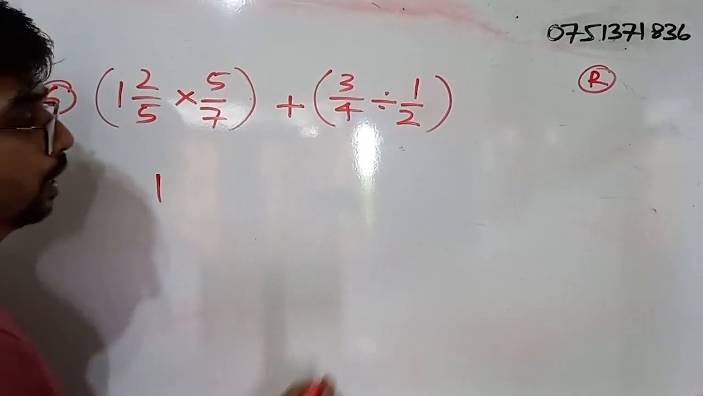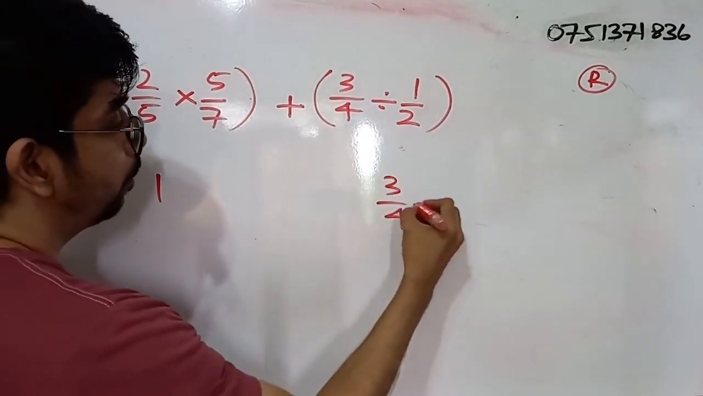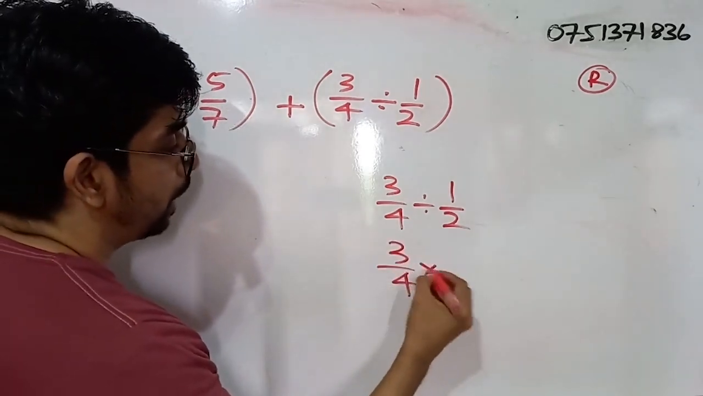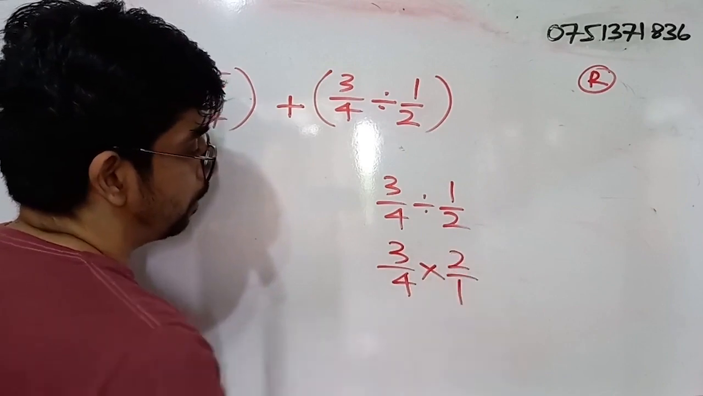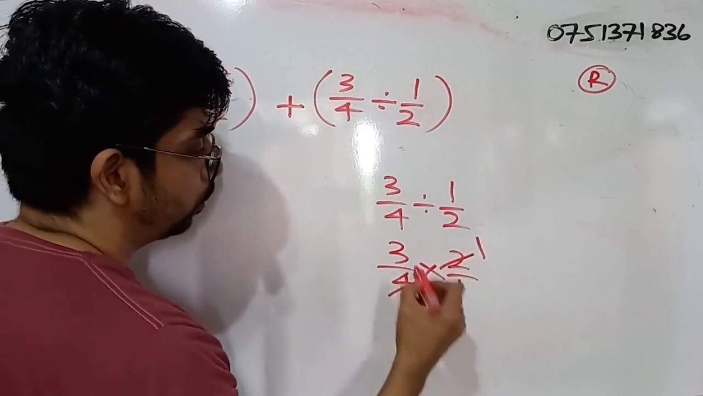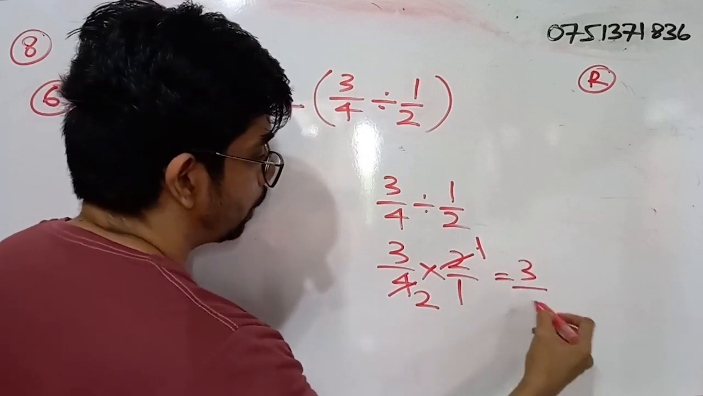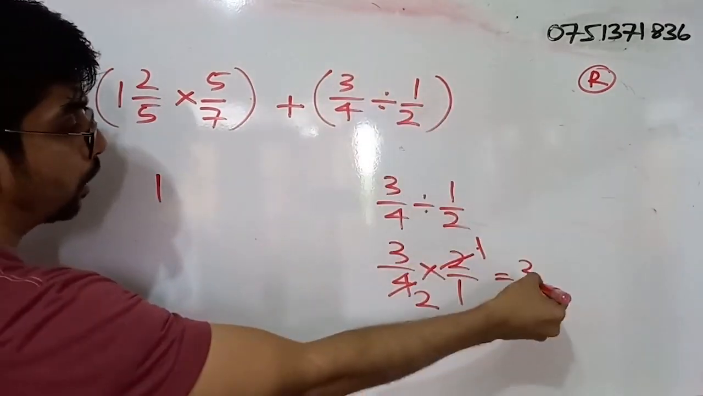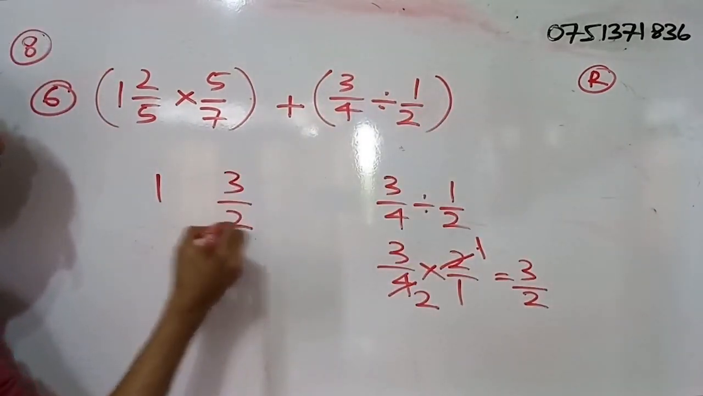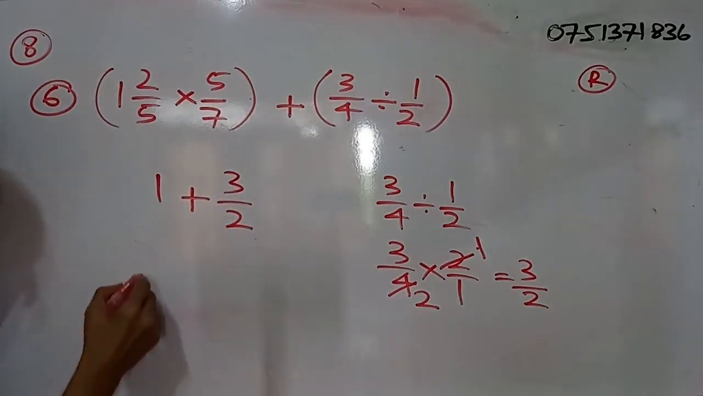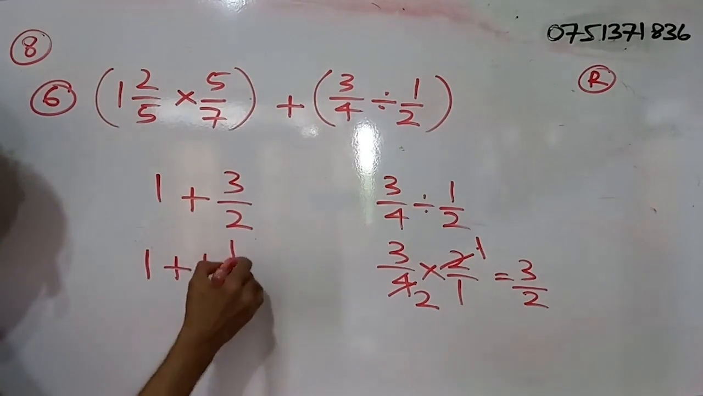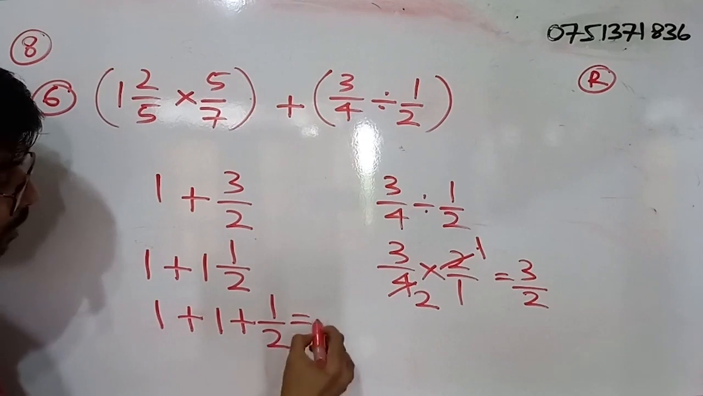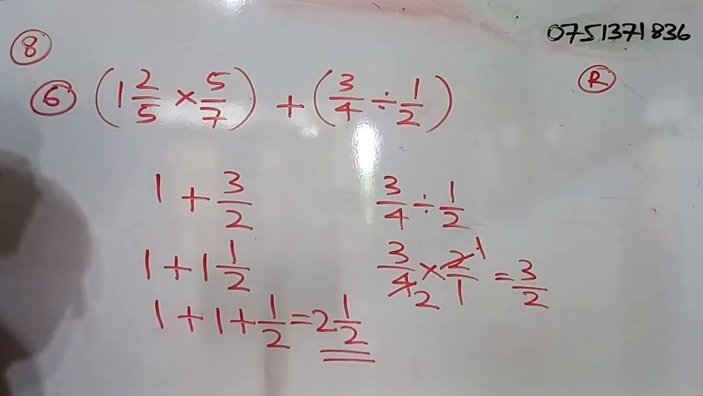Now we move to this fraction, right? So 3 by 4, we have to divide that by 1 by 2 or 1 half. So 3 by 4 multiplied by the reciprocal of this, which is 2 by 1. So 2 times 1, 2 times 2, 3 times 1 we get 3, 2 times 1 we get 2. So if we consider this bracket, the outcome is what? 3 by 2, and we have to add, right? So 1 and 3 by 2 means what? 1 plus 1 half, that means what? 2 and a half. That is the answer.